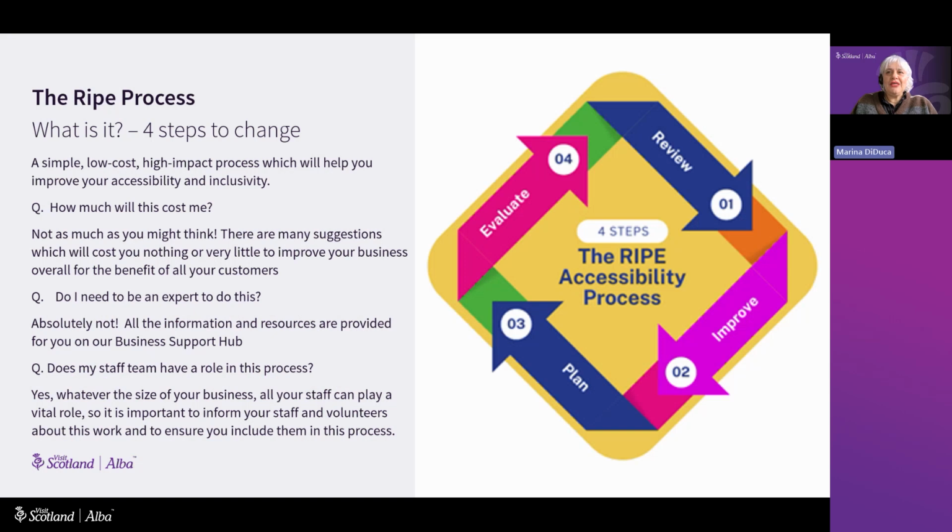So first of all, the process we have given a name, so it's nice and easy to remember. We've called it the RIPE process, and the acronym stands for Review, Improve, Plan and Evaluate. It's a 4-step plan to change to help businesses improve in this area. It's simple, low cost, but high impact, and it'll help you to improve your accessibility and inclusion.